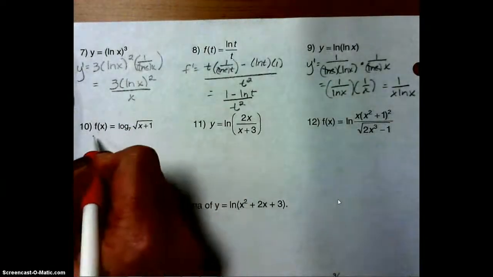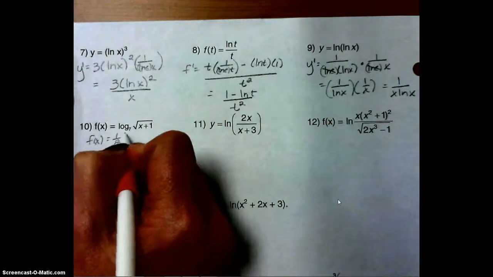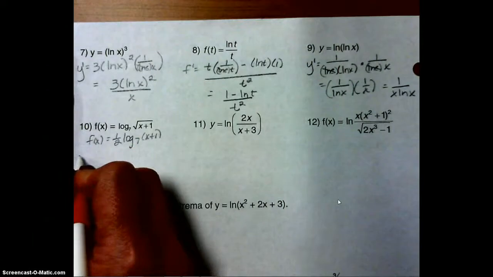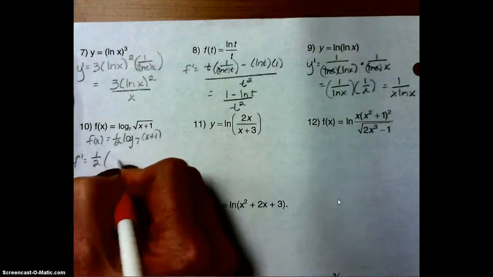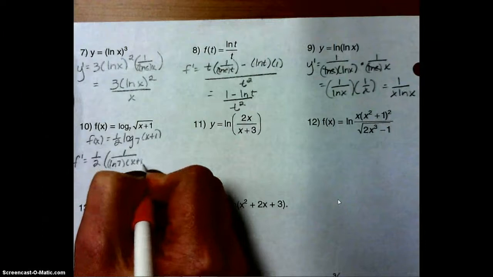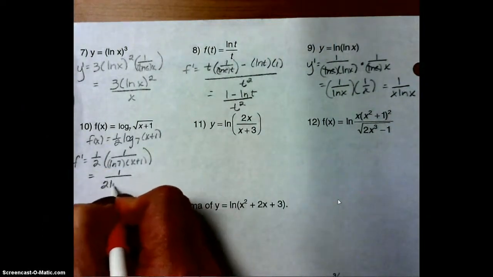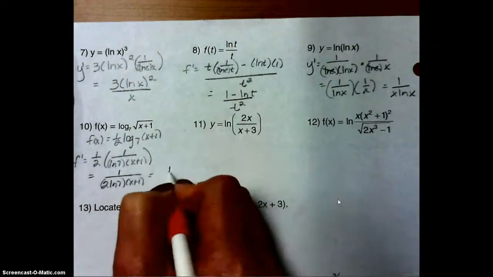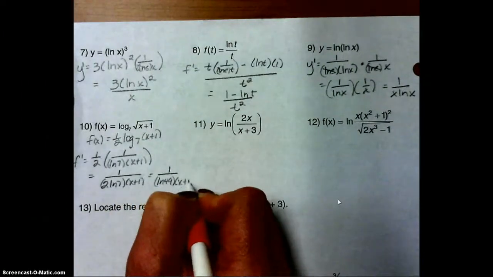Okay. Here, don't forget your rewrite. 1/2 log base 7 of x plus 1. So I do my derivative. I get 1/2. The derivative of x plus 1 is just 1. I get natural log of 7 times x plus 1. Okay, so I get 1 over 2 natural log of 7 times x plus 1. And can anybody figure out why I can write this to be 1 over the natural log of 49 times x plus 1?